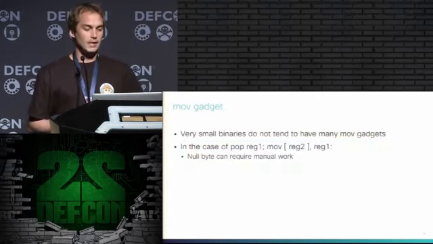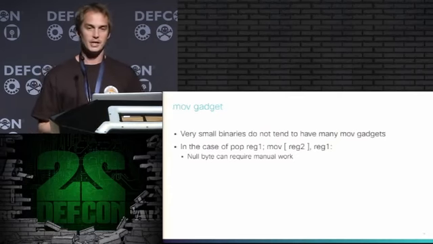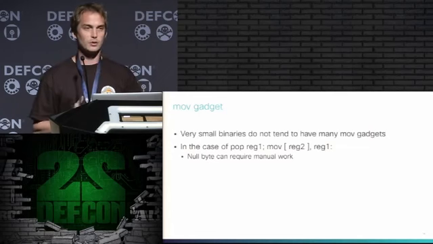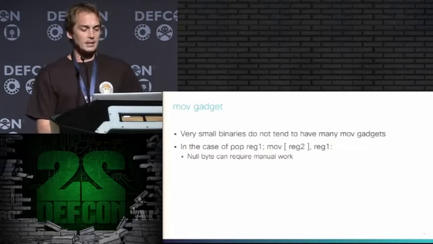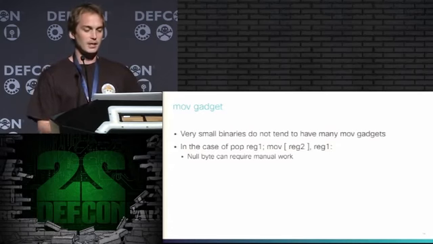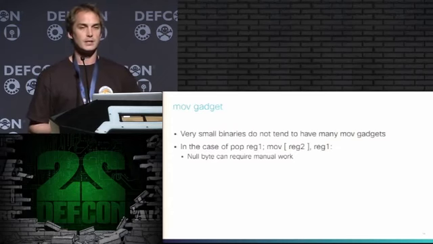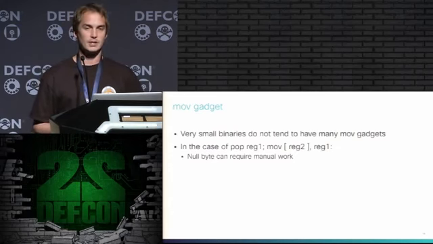So back to the move gadget, basically. Very small binaries do not tend to have many move gadgets. So it means that the automation of the payload is complicated. And in the case of this particular gadget I'm showing, you've got a problem sometimes with null bytes. And basically, it also needs some extra work to get rid of them.